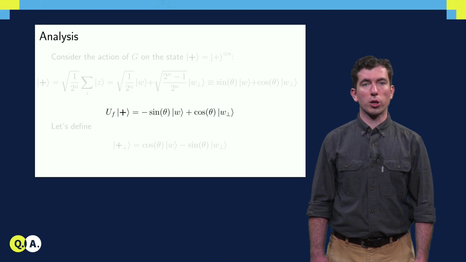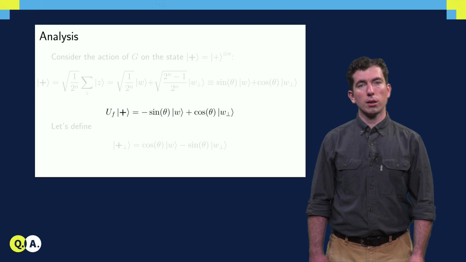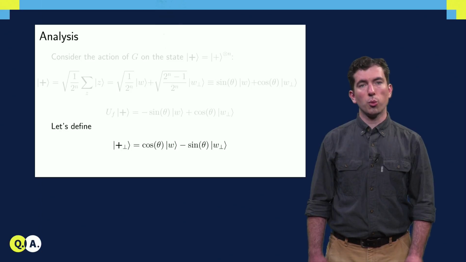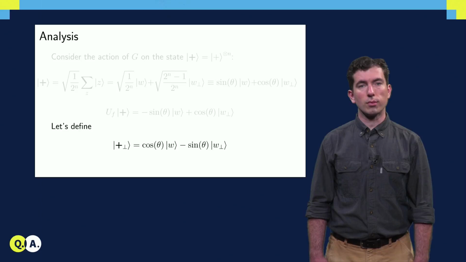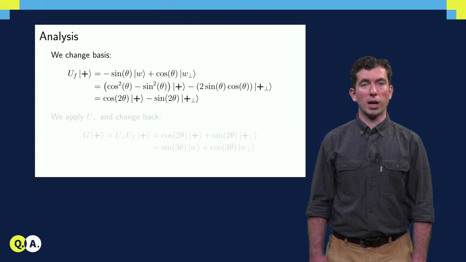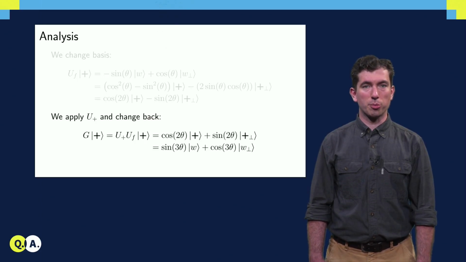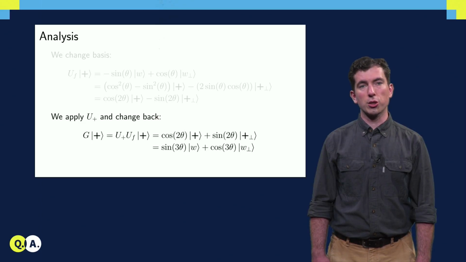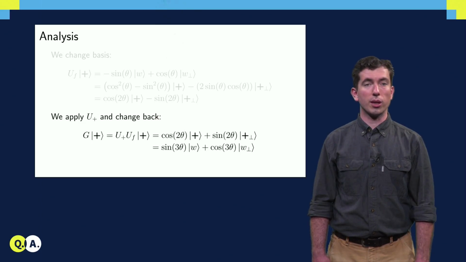Now we can see that the first part of G, UF, just places a minus sign on the W term. Easy enough. To see the consequence of then performing U+, though, we'll have to define another state plus perp, which is just a state that's orthogonal to the all plus state, written out using W and W perp. Now we can express UF plus in the plus perp basis using a little bit of trigonometry. Eventually, we get to the expression cosine of 2 theta plus minus sine of 2 theta plus perp. Applying U+ and changing the basis back, we can see that the Grover iterate takes our initial angle theta and replaces it with the angle 3 theta.